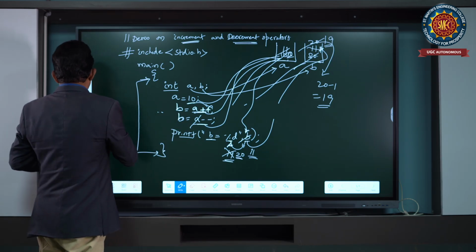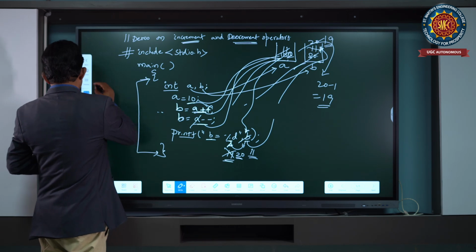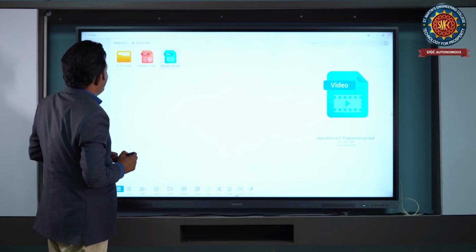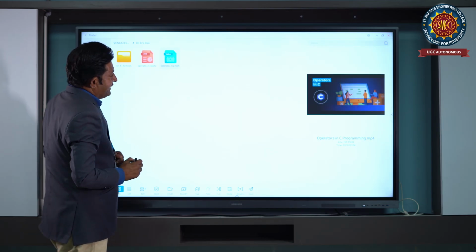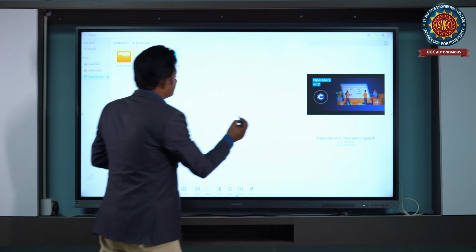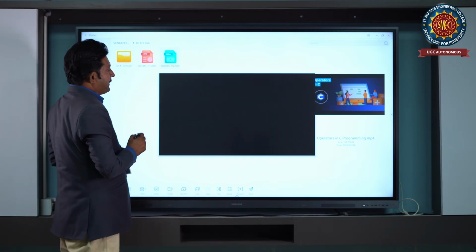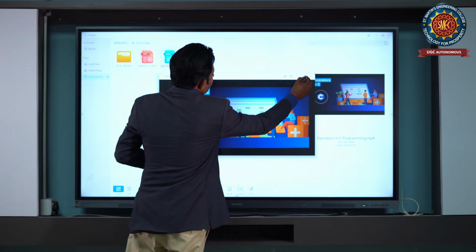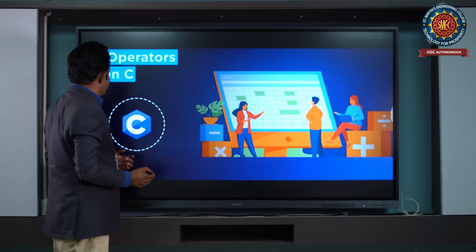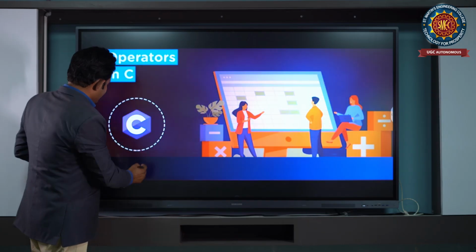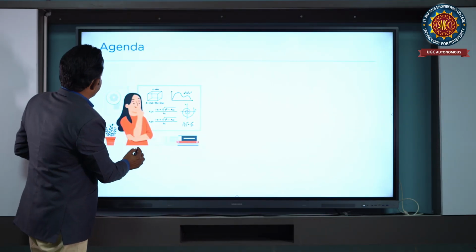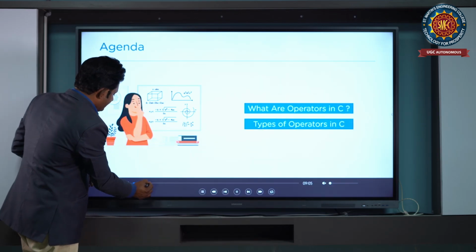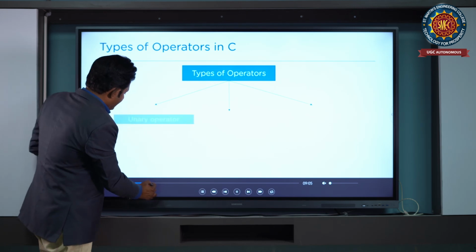So there are different types of operators, including increment and decrement operators. I will demonstrate with an animation video. So, operators in C. The animation is available here. Here the agenda is what operators are and the types of operators.